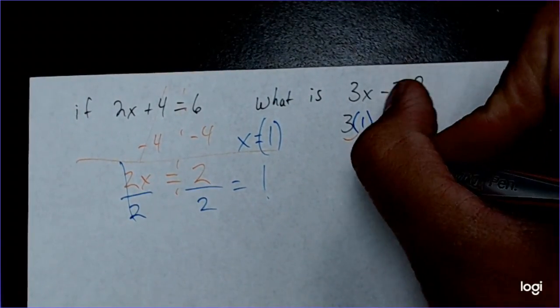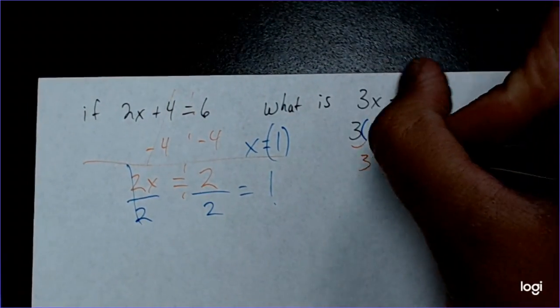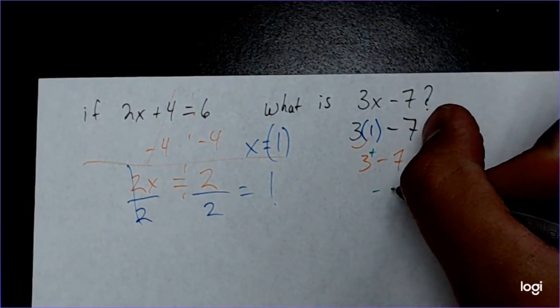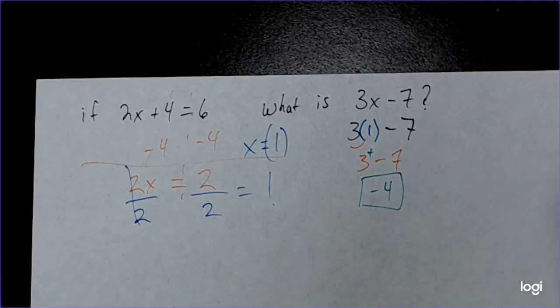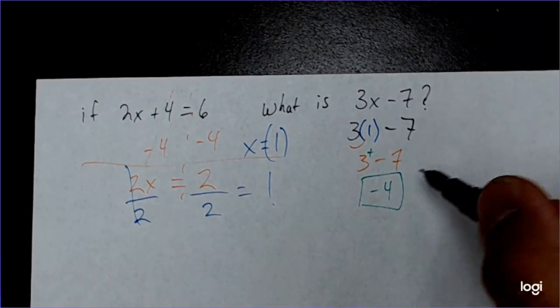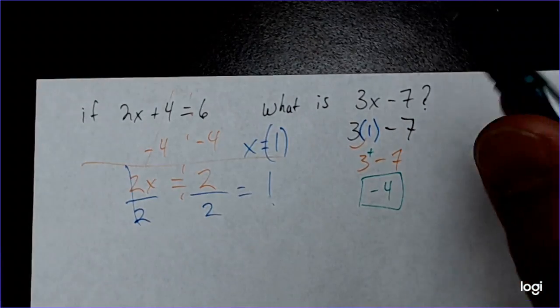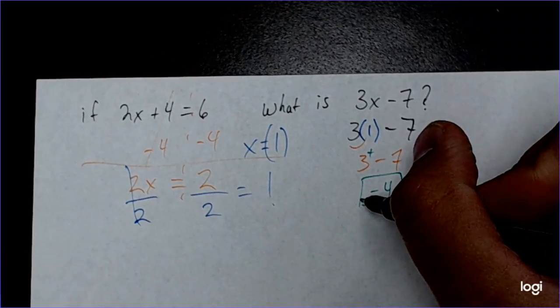3 times 1 is 3. 3 minus 7 turns into algebraic addition, so it ends up being 3 plus negative 7, which gives me negative 4. So your final answer on these problems is always going to be the value of the expression, right? Don't stop here. Don't put x equals 1 as your final answer. Your final answer is going to be negative 4, okay?